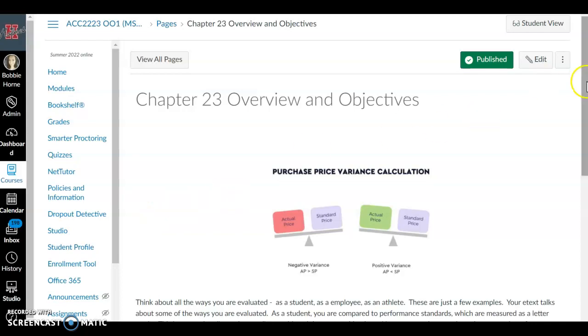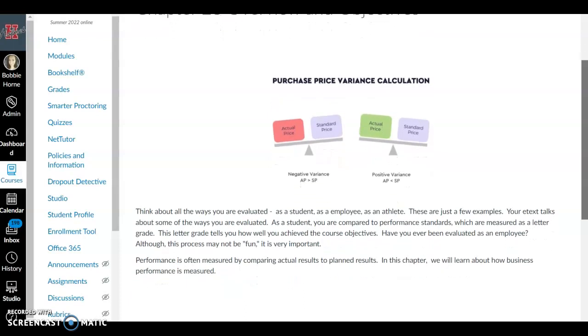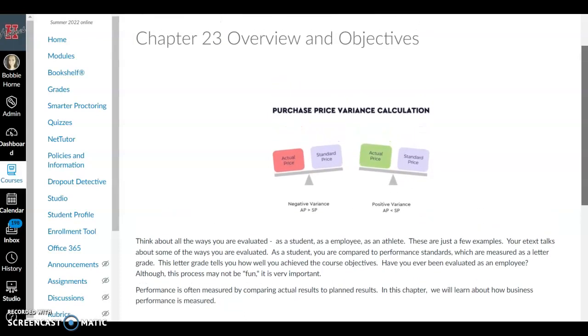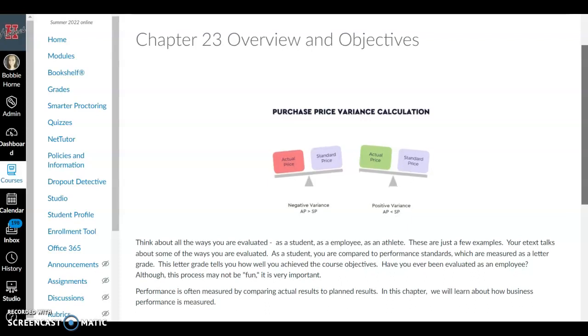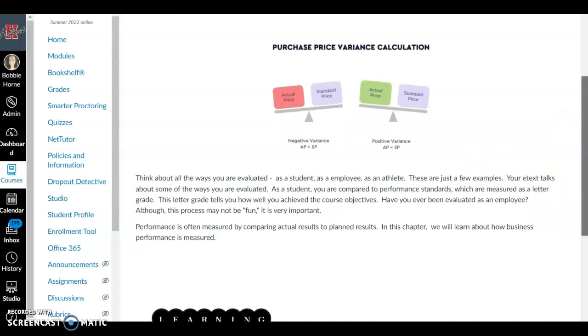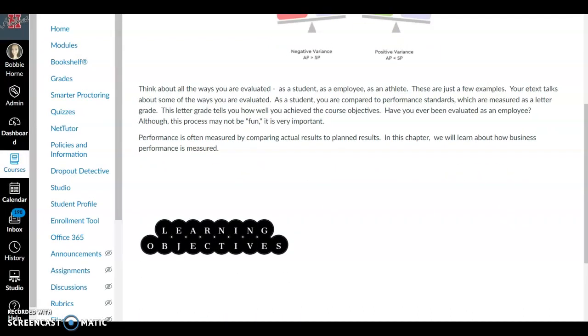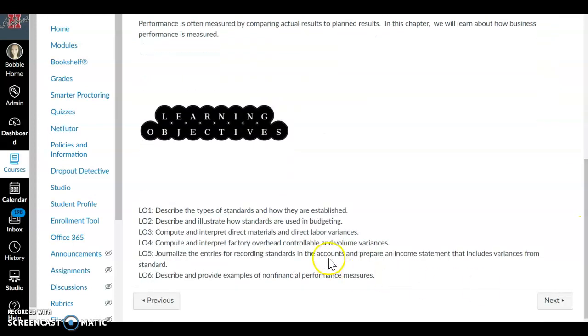This is just a quick overview of Chapter 23. In Chapter 23, we're going to look at the different types of variances, and this is where you compare the actual to the budgeted amount. And so what we'll learn is about how performance is measured by comparing actual results to the planned results. And the objectives are down here at the bottom.